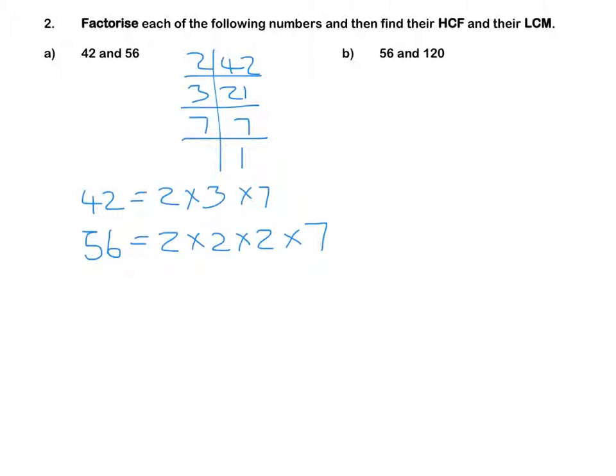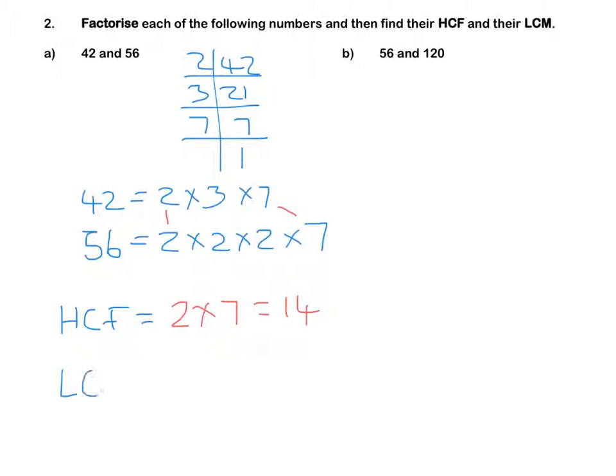Now, for our highest common factor, we need factors that belong in both. So we can see that it is 2 and the 7s. So the highest common factor is 2 times 7, which is 14.